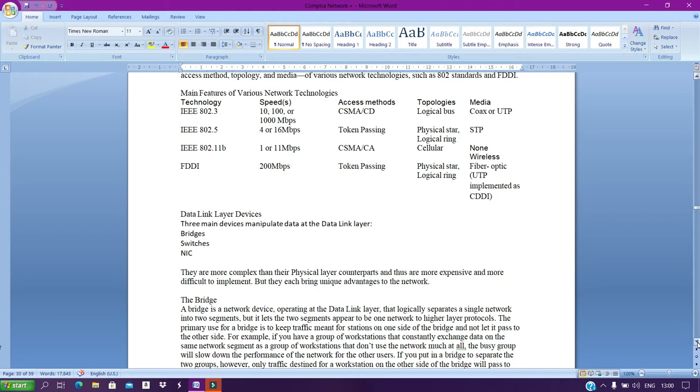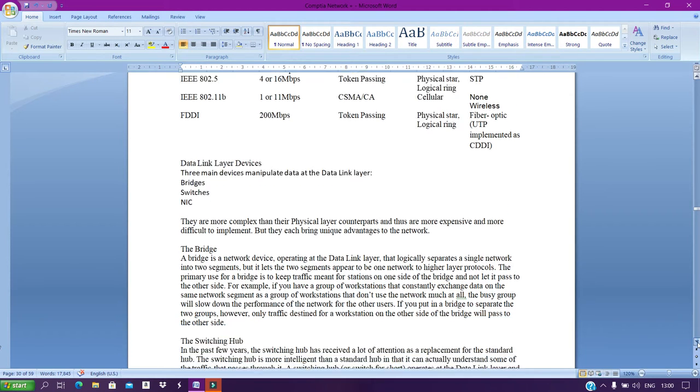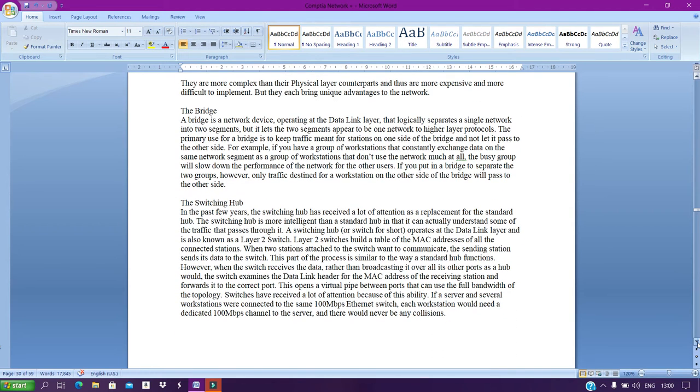Data link layer devices. Three main devices manipulate data at the data link layer: bridges, switches, and network interface cards. They are more complex than their physical layer counterparts, and thus are more expensive and more difficult to implement, but they each bring unique advantages to the network.